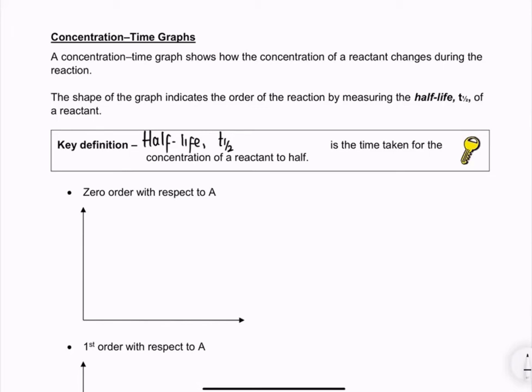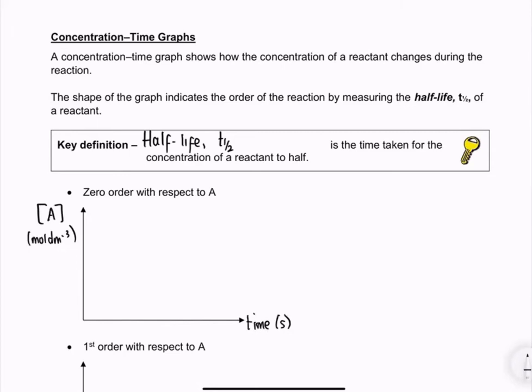It's really important that you know what we're plotting here, because there are two types of graphs in this pack, and this is a concentration against time. When they say concentration against time, then the first thing is going on the y-axis and the second thing on the x-axis. So how does concentration vary with time?